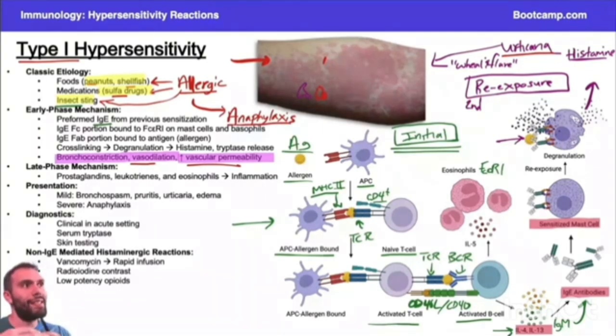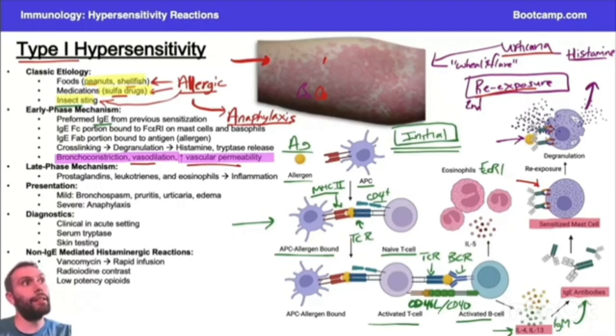Okay, so that's why this is taken extremely seriously. The even more concerning part is that it happens so quickly. So remember what I said, right? If you have a re-exposure, you already have everything set up for this patient to just degranulate their mast cells and their basophils. Because you already have all these IgE antibodies set on the top of your mast cells and basophils, as soon as that allergen comes in, they're going to degranulate.